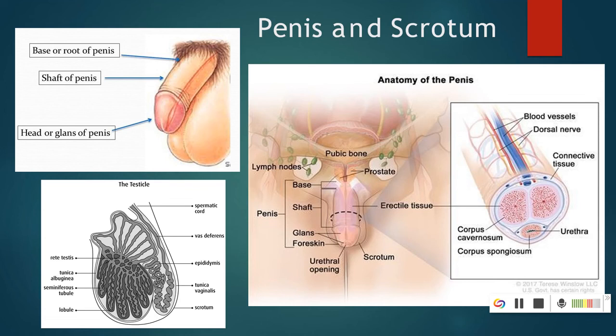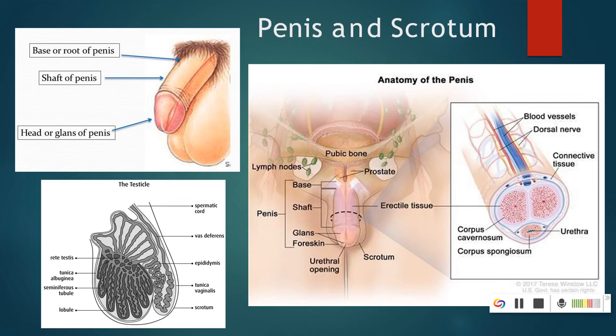Inner anatomy, so there you can see some lymph nodes. You can see the prostate in the back. The pubic bone is forward. There's the penis, that is the base, shaft, the glans. Typically there's foreskin, scrotum, and the urethral opening at the front.